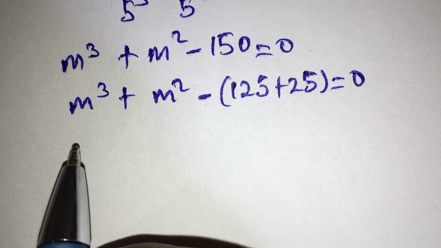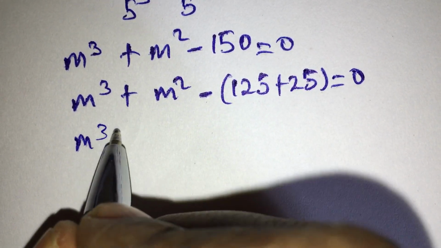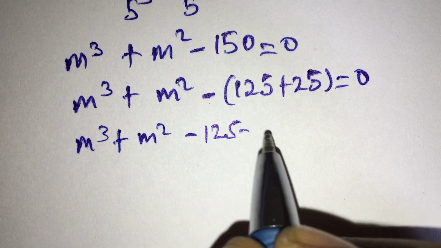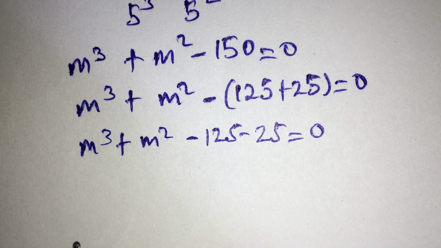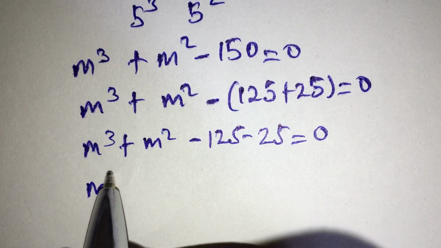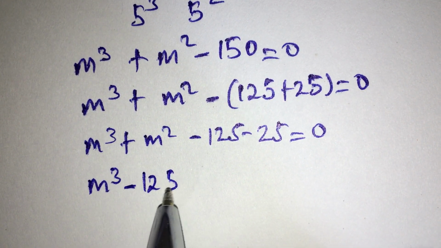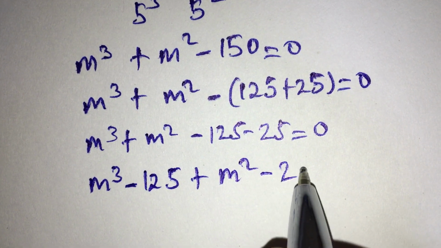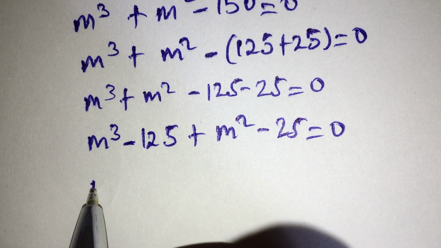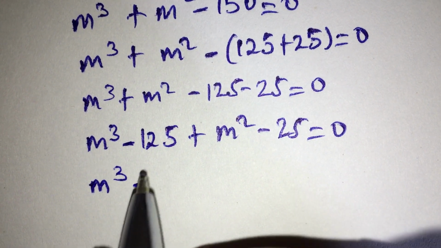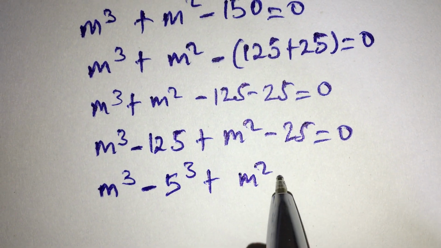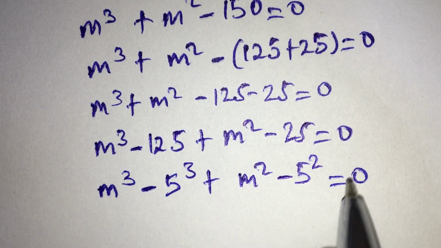Next, m cube plus m square minus 125 minus 25 equal to 0. m cube minus 125 plus m square minus 25 equal to 0. Next, m cube minus 5 cube plus m square minus 5 square equal to 0.